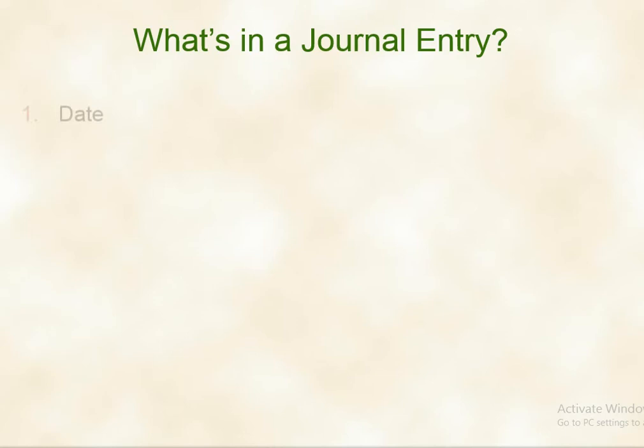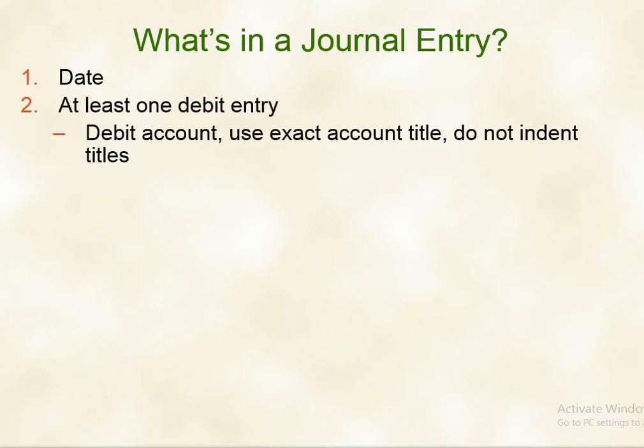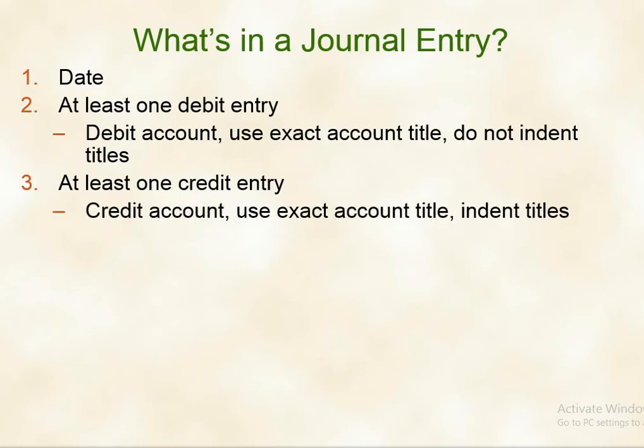What is a journal entry? Date, at least one debit entry. Debit account, use exact account title, don't indent the titles. At least one credit entry. Credit account, use exact account title, indent the titles. The credit entry will be indented. The debit entry will be recorded at the extreme margin of the format, and the credit entry a little bit indented. The titles of the credit accounts are to be recorded.